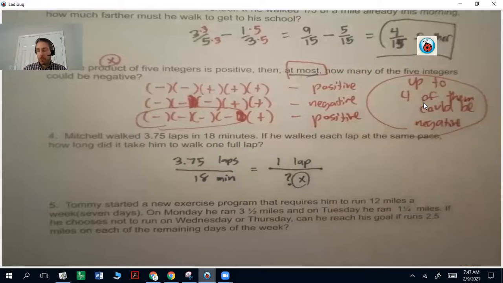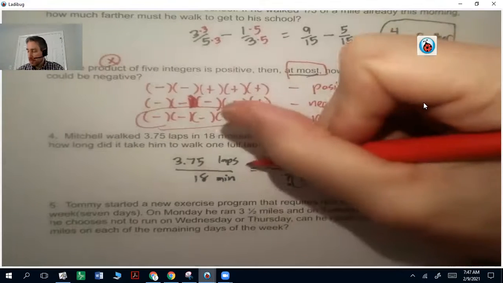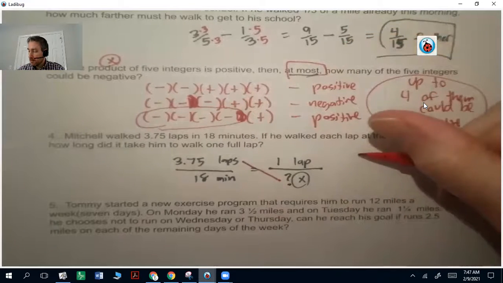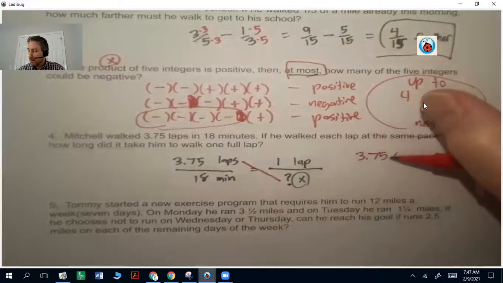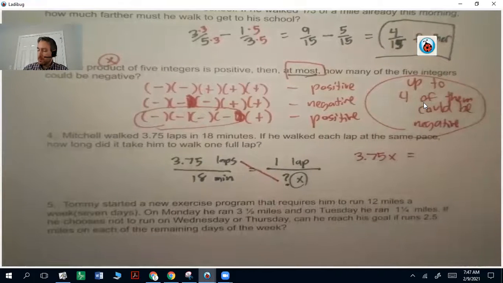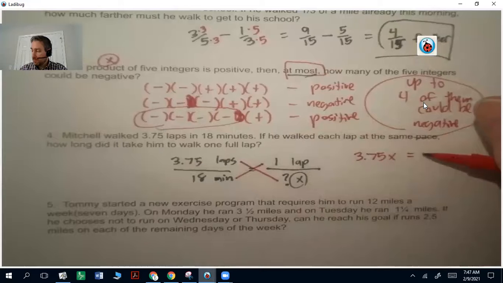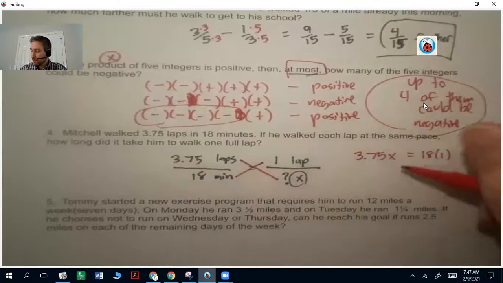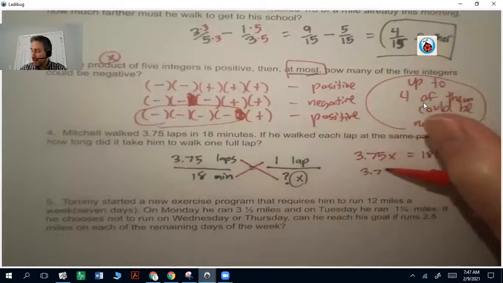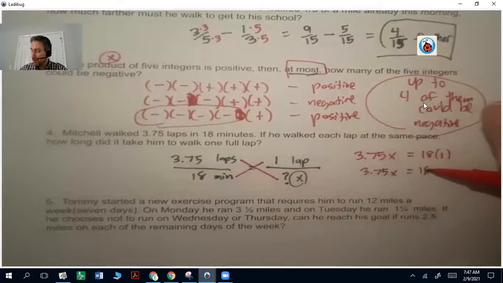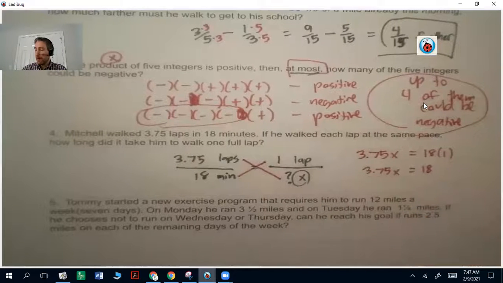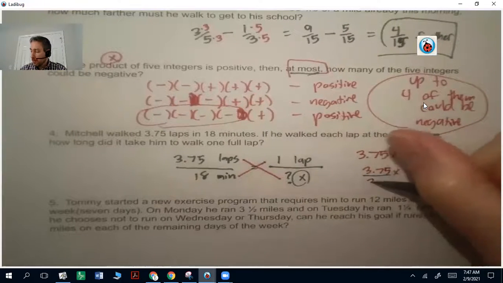This is a proportion, so we could cross multiply. So we could say 3.75x equals 1 times 18, which is 18. So 3.75x equals 18. Turns out you can just do 18 divided by 3.75, and that'll get you your answer.